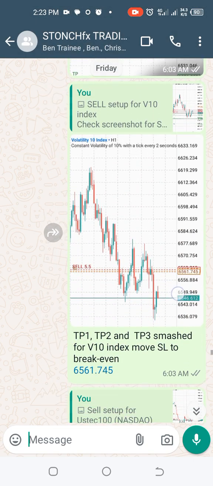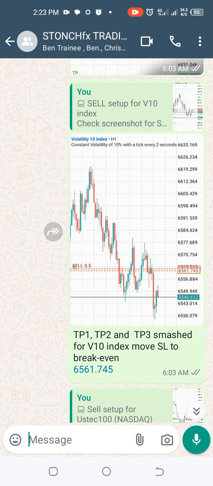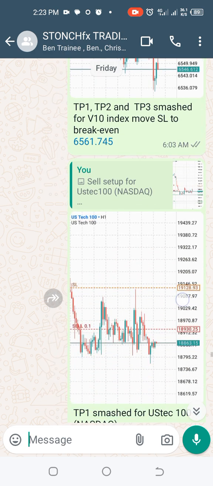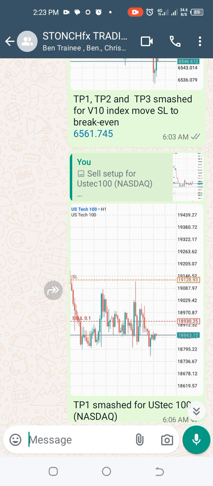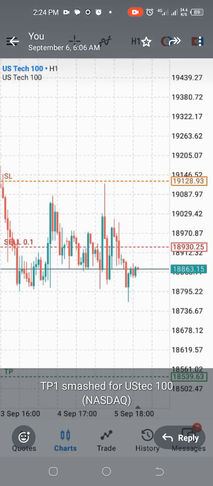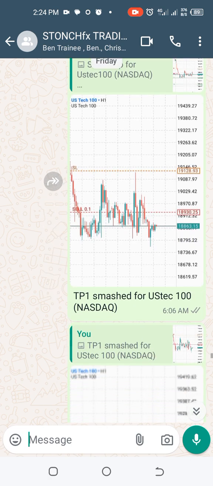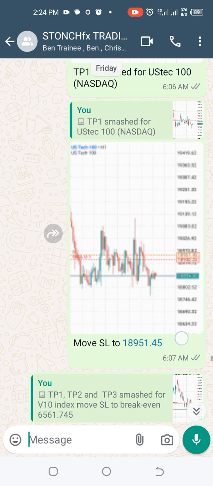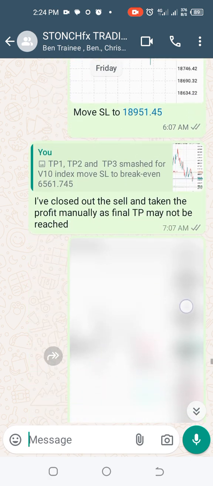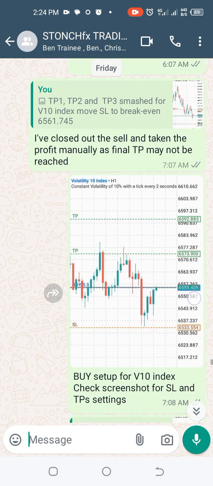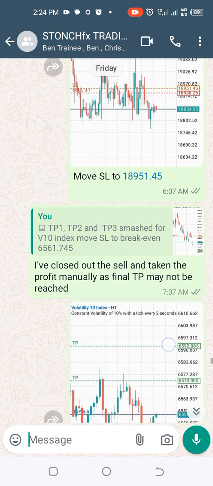I notified and updated my team here. TP1, TP2, and TP3 smashed for V10 index, move Excel to break even. US Tech and Nasdaq also smashed TP1. Right, so this is me giving my team an update.